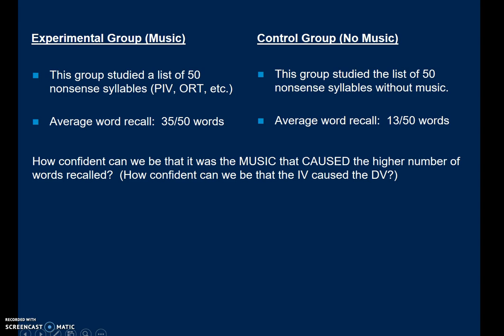So, how confident can we be that it was the music that caused the higher number of words recalled? That is, looking at the results above here now, the experimental group recalled 35 out of 50 words. The control group recalled 13 out of 50. So the experimental group did a lot better. How confident can we be that it was the music that caused the higher number of words recalled? Remember, experiments is the only research method that allows us to identify causes of things.